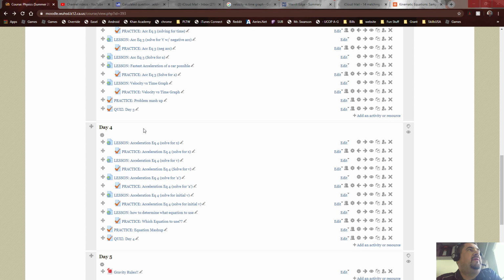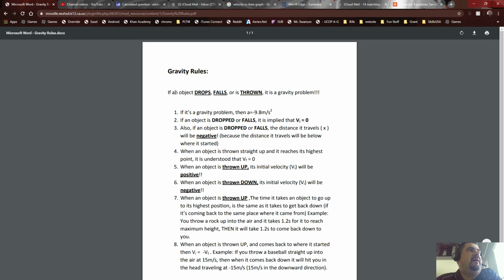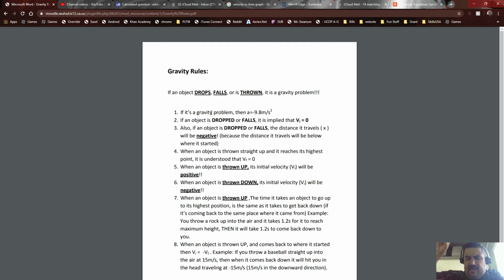So you'll see on day 5 there's a gravity rules, and if you click on it, rule number 1. The big difference is that they may not tell you what the acceleration is. So we're always looking for, does the problem give you acceleration, or is it asking for acceleration? In a gravity problem, sometimes they don't tell you, and you have to just know, oh, acceleration, that's 9.8 meters per second squared. Specifically negative 9.8 if we're considering downward as negative and up as positive.